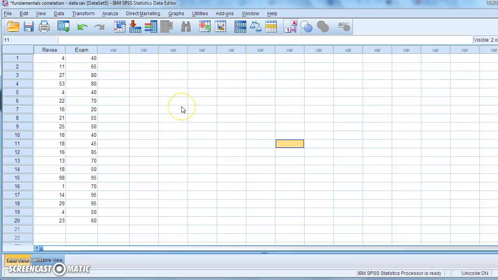Okay, so we've got another correlation here. As before, we're going to look at which kind of correlation we can do with this one. So we're going to look at a few tests.